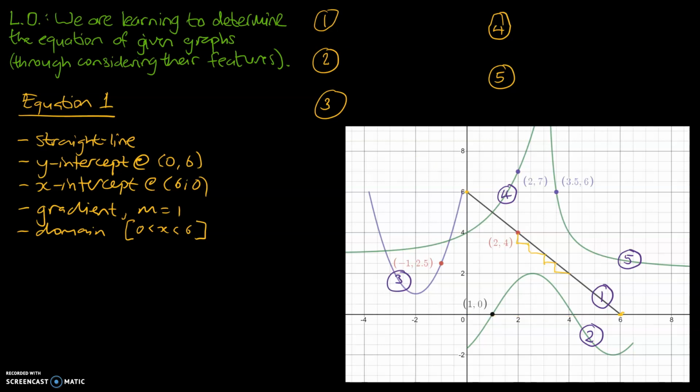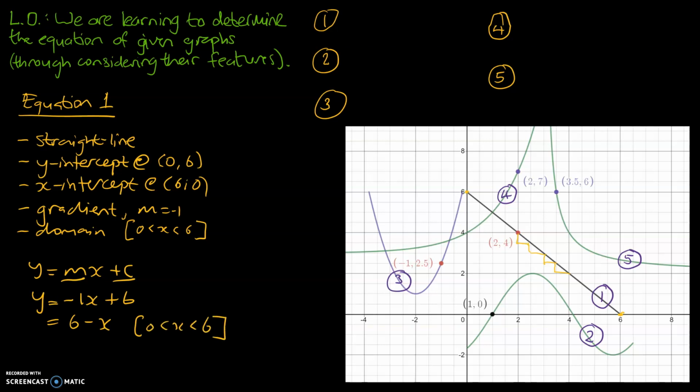Using all of that information, we can actually come up with the equation. So the equation of a straight line, y equals mx plus c, m being the gradient, c being the y-intercept. So in this case, that gradient is -1 because it's actually going downhill. So gradient of -1. So our equation would have been -1x plus c. You also might have written it as 6 minus x. And don't forget about the domain over there.